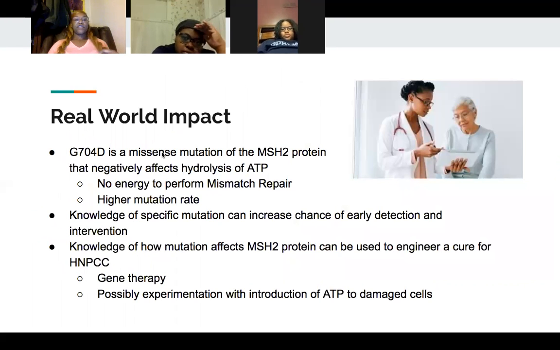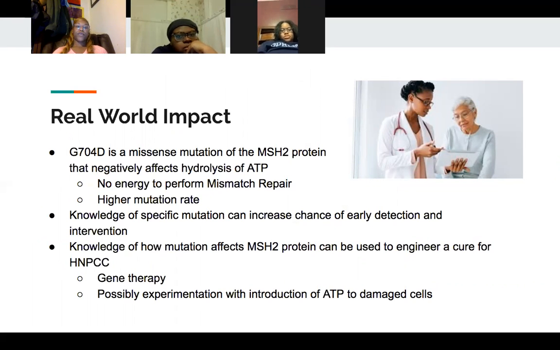Real-world impact. G704D is a missense mutation of the MSH2 protein that negatively affects hydrolysis of ATP, meaning it has no energy to form MMR, and it has a higher mutation rate. Knowledge of specific mutation can increase chance of early detection and intervention. Knowledge of how mutation affects MSH2 protein can be used to engineer a cure for HNPCC, such as gene therapy and possibly experimentation with introduction of ATP to damaged cells.